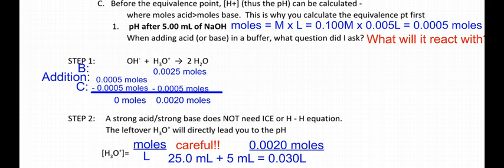So why don't you get your calculator and finish this off? What is 0.0020 moles divided by 0.030 liters? And tell me what you get. Okay, hopefully you got this. And now go ahead and hit your log or your negative log button and find the pH.